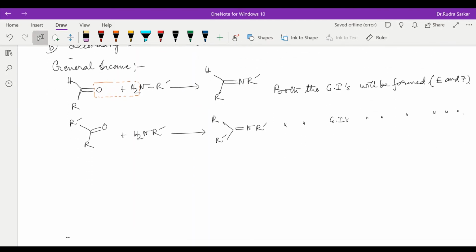Okay, so these are basically condensation reactions, because water is being taken out of these reactions.